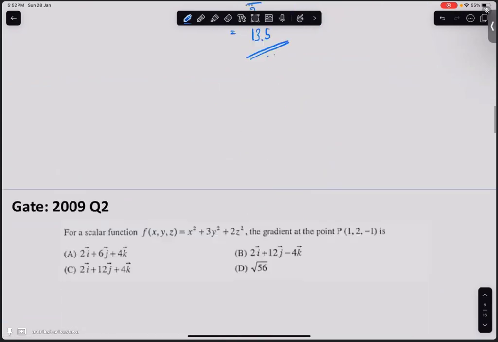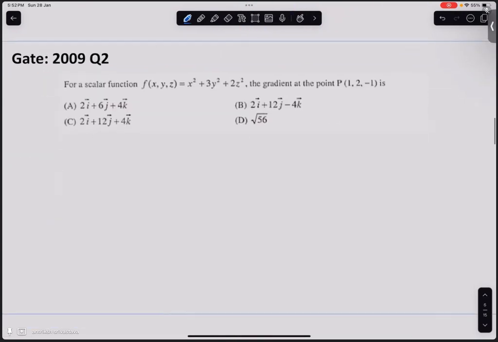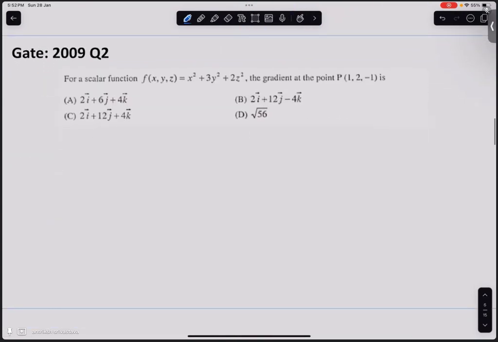Okay, now let's go to the last question for today. This is related to gradient. If you remember, in our previous sessions, I have discussed with you that you have gradient, you have curl, and you have dot product. So what is the use of gradient? The gradient is used to get a vector from a scalar.